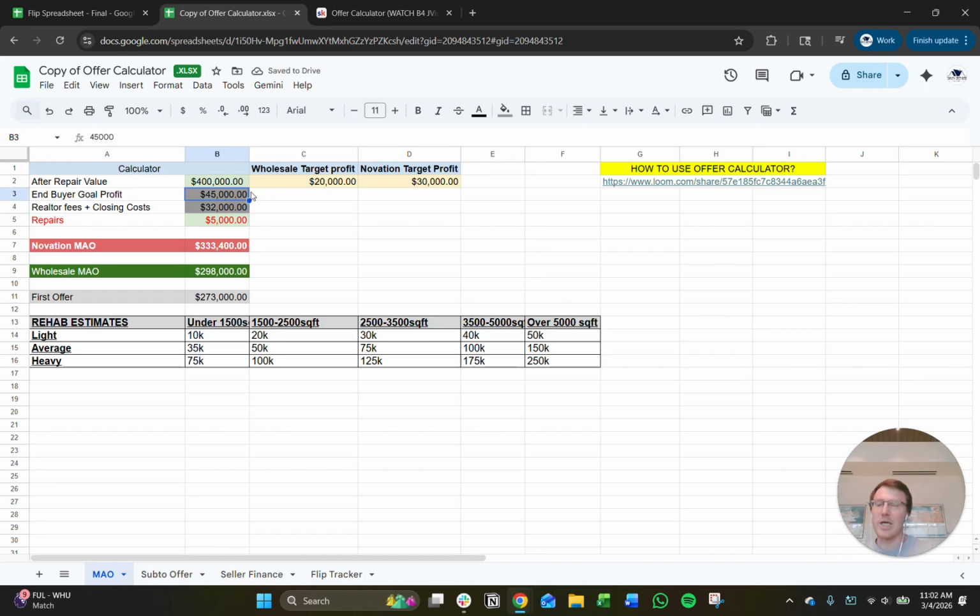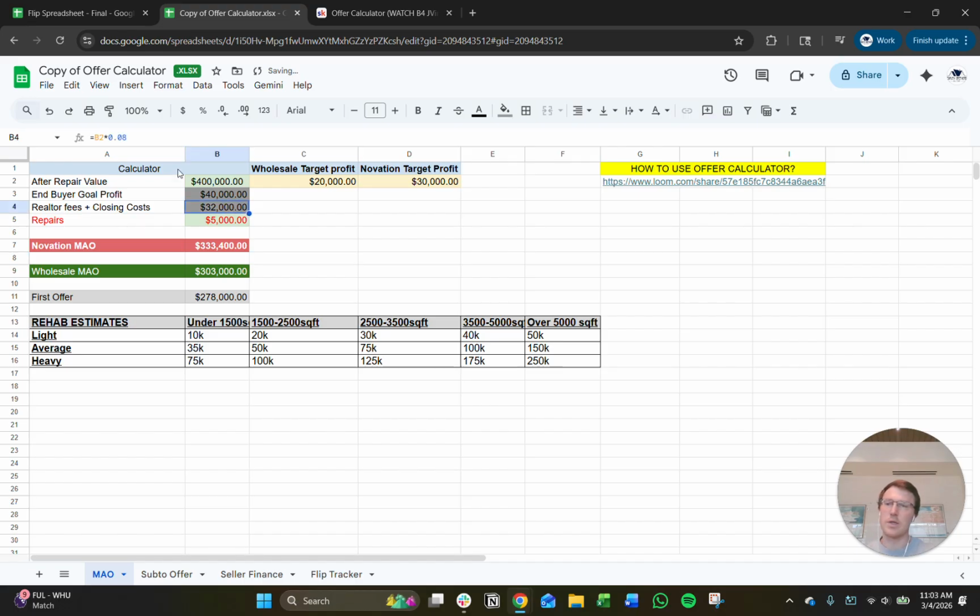I guess we'll go for a wholesale first. If you're gonna wholesale a deal, the ARV is 400. The person flipping the house, let's say they want to make 50K roughly, which on a $400,000 flip, you'd probably want to make at least that, or at least 40,000.